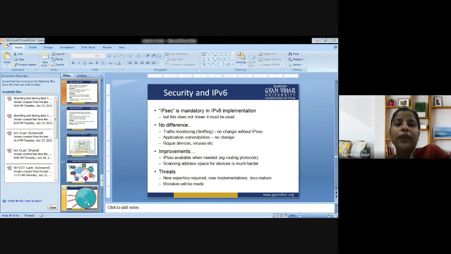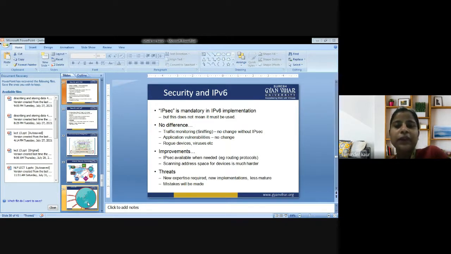Next is security and IPv6. What is the difference between security and IP version 6? IP security is mandatory in IPv6 implementation, but this does not mean it must be used. There is no difference in the three terms that are associated. Let's have a look at the three terms.